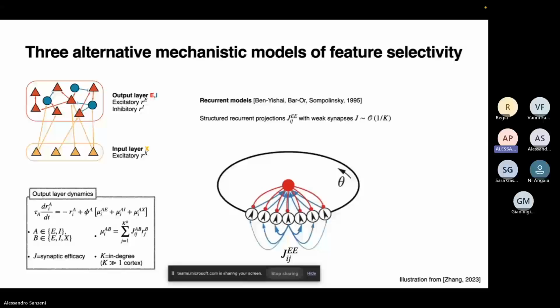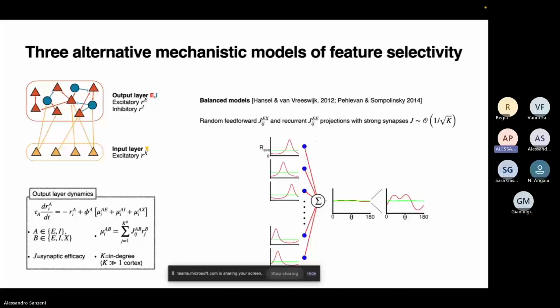Then a third class of models doesn't make any assumption about structuring the connectivity. These are completely random. But synapses are assumed to be strong, of order 1 over square root of K, and the network is in what is called the inhibition-dominated regime. So in this model, the non-selective component of the input is large, but is cancelled by recurrent inhibition. And the selective component remains of order 1 and can produce selectivity.